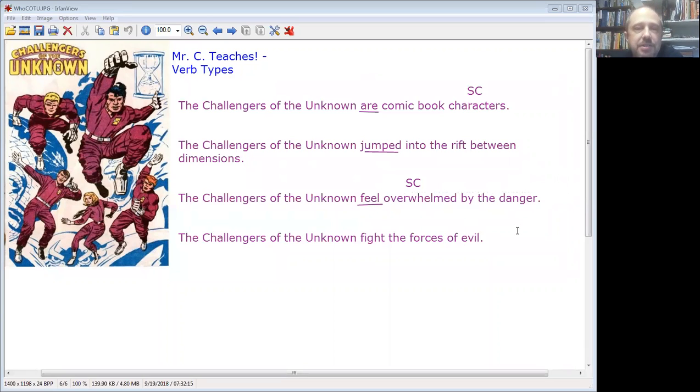My last sentence, the Challengers of the Unknown fight the forces of evil. Fight is the verb. And in this case, when I ask the question, what do the Challengers fight? Well, they fight forces. They fight forces. That's a direct object. That means this verb is transitive.